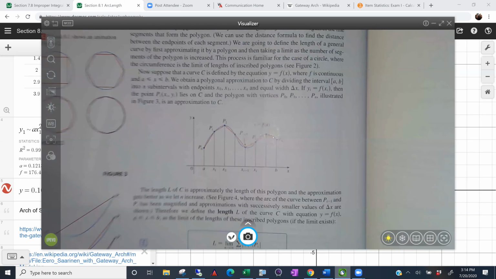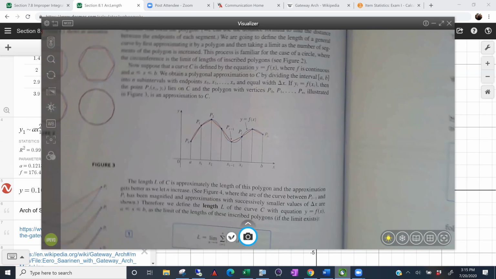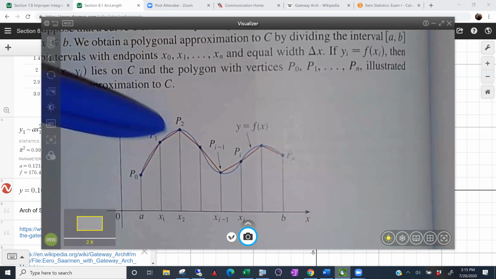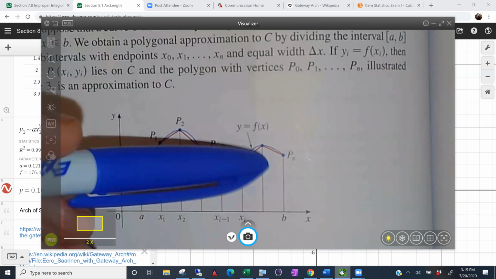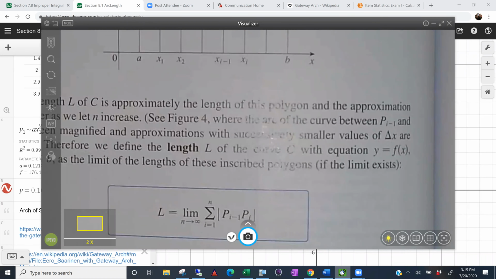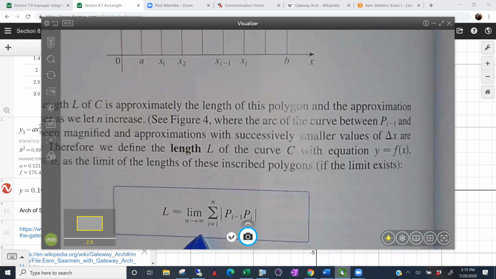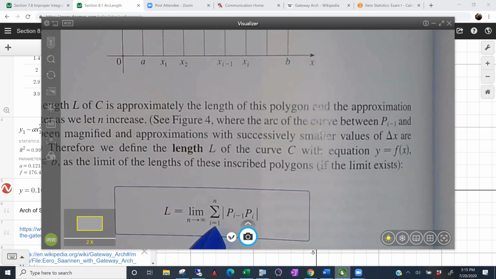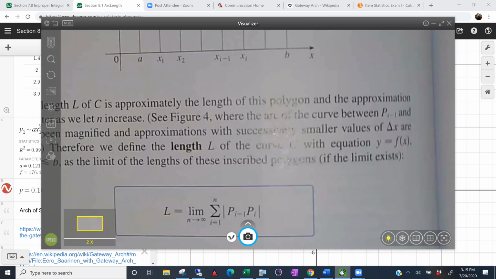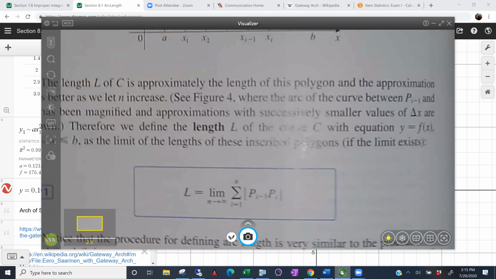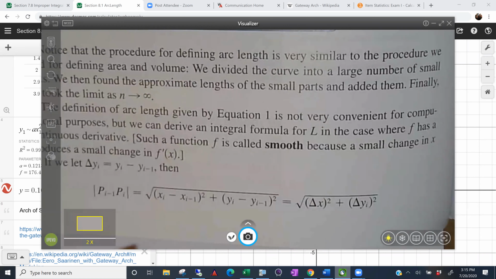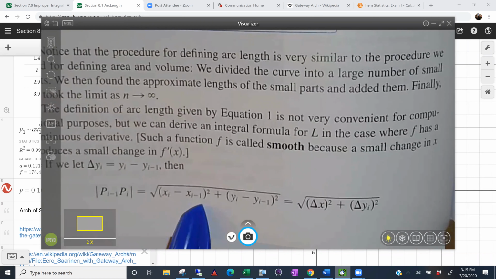So the book takes your curve and slices it up into a bunch of different points. And then you're going to want to find the distance between these points. And then you're going to want to let those points get really, really close together. So this is adding up the distance between those points. Now the distance between those two points comes from the distance formula. And let me see if I can move my book enough to get the distance formula in there. That's the distance between those two points.